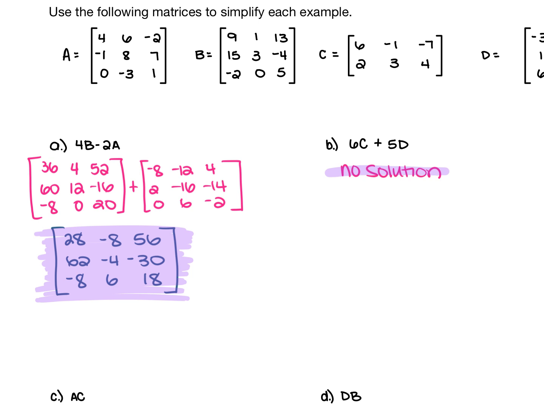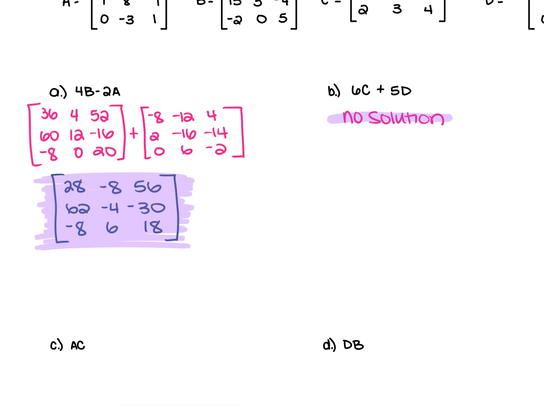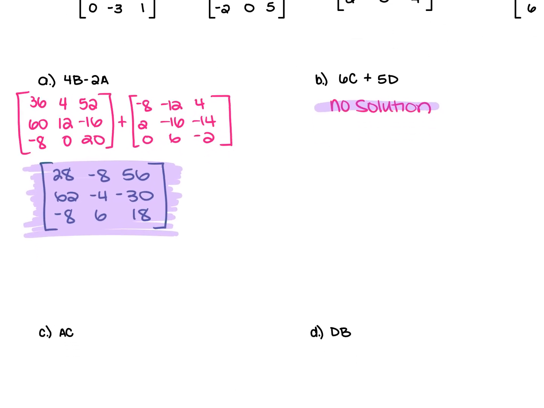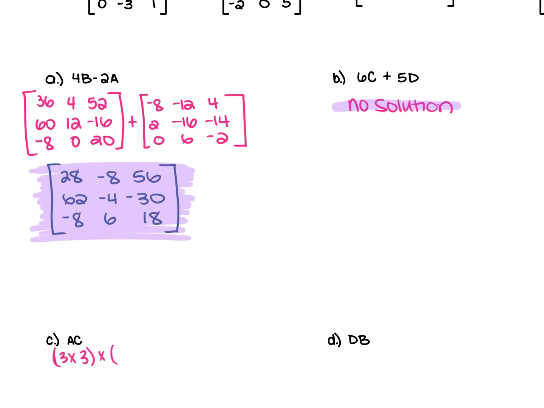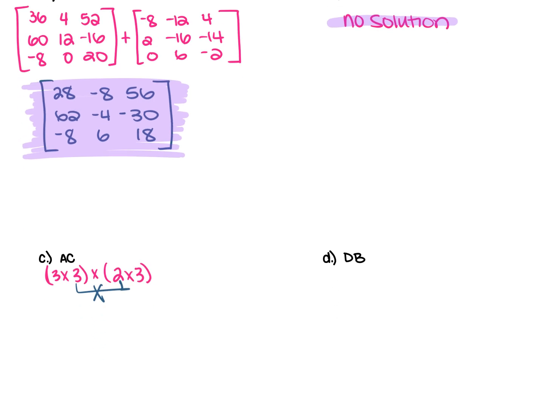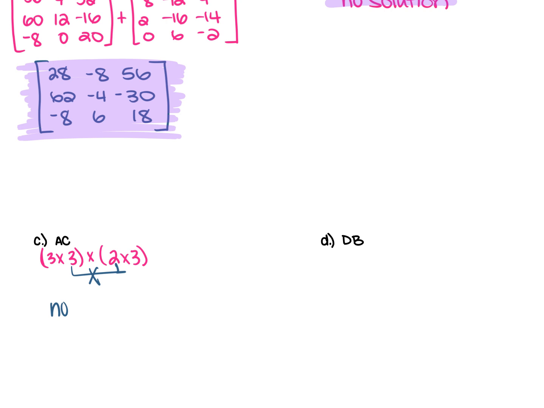Again, to add or subtract matrices, you need like dimensions. For example C, you're doing A times C. A is a 3 by 3. And C is a 2 by 3. Those two middles are not the same, so you cannot do this. You would have no solution.